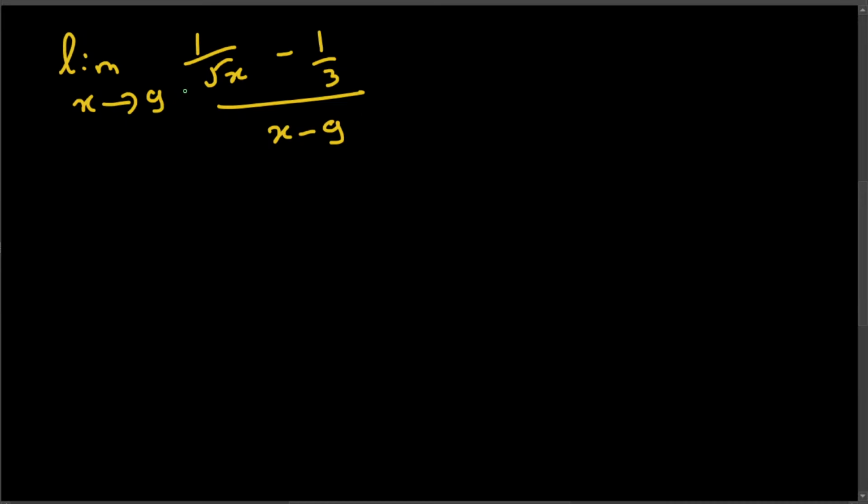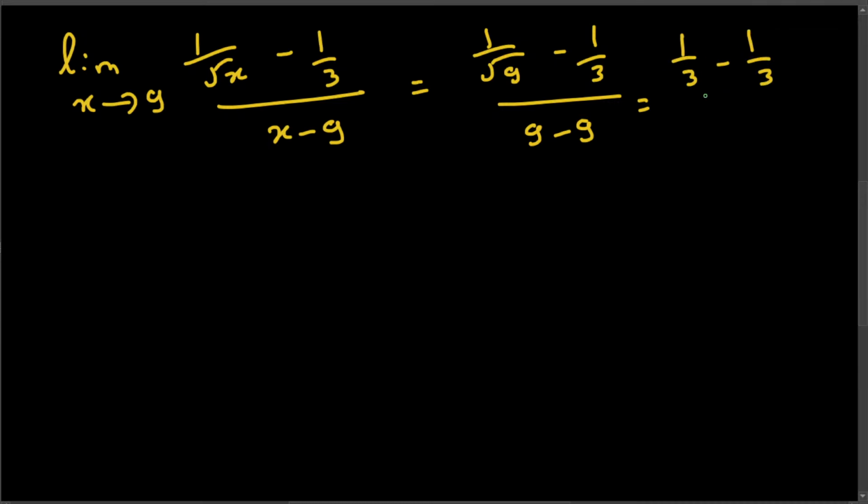Let's try to substitute this 9 in this equation and see what we get. If I do the direct substitution, this is 1 over square root of 9 minus 1 over 3, divided by 9 minus 9. That is 1 over 3 minus 1 over 3, which is 0, and in the denominator 9 minus 9 is 0. Therefore this is 0 by 0, so this is indeterminate, so we cannot have this answer. So let's see what other method we can use to solve this one.